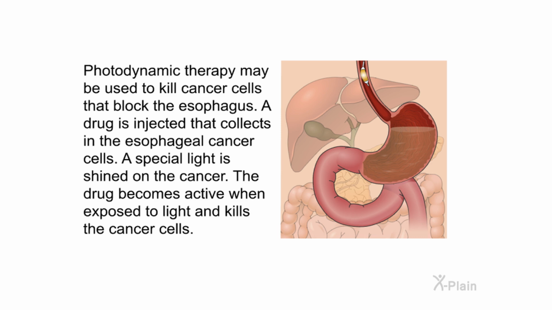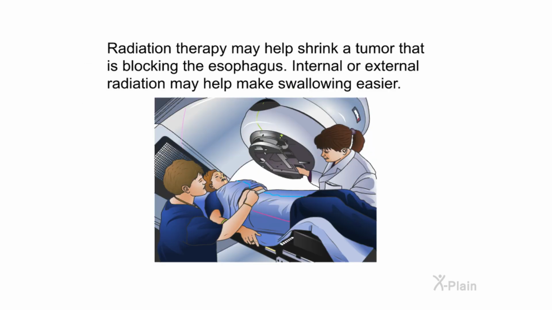Photodynamic therapy may be used to kill cancer cells that block the esophagus. A drug is injected that collects in the esophageal cancer cells. A special light is shined on the cancer. The drug becomes active when exposed to light and kills the cancer cells. Radiation therapy may help shrink a tumor that is blocking the esophagus. Internal or external radiation may help make swallowing easier.